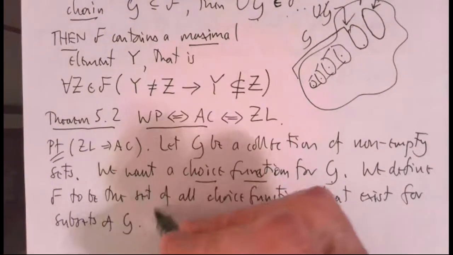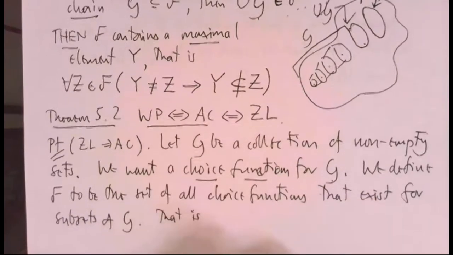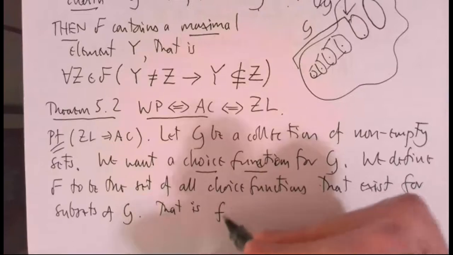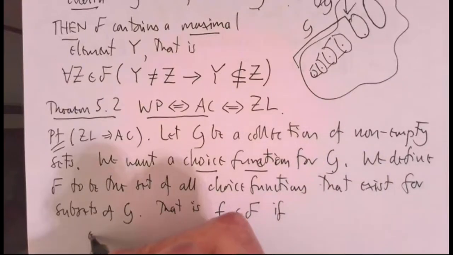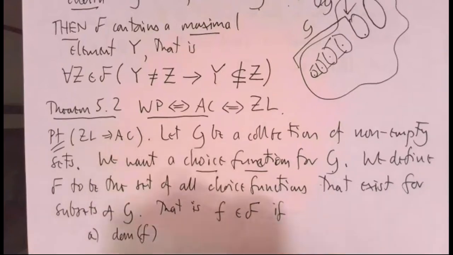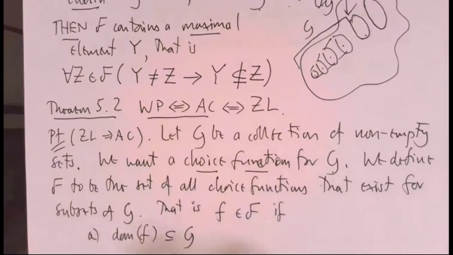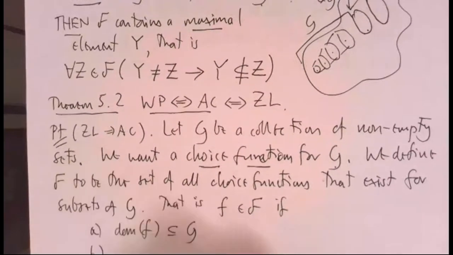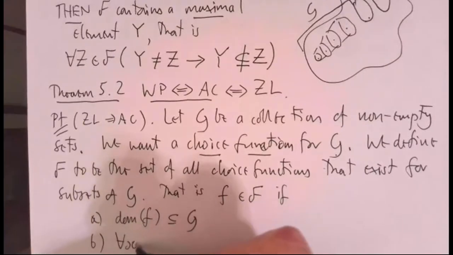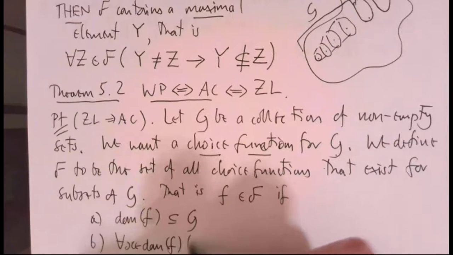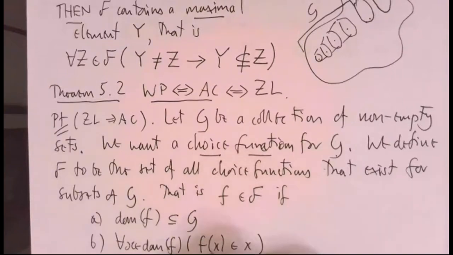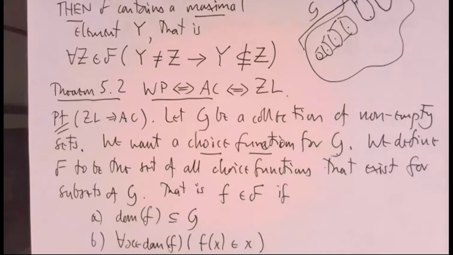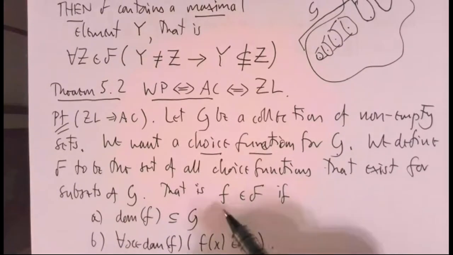So again, what is F? Little f is in this family of sets, big F, if there are two conditions. The domain of f is contained in G. And the second thing is, for all little x in the domain of f, we have that f of x is in x. So it's being a choice function. The only reason an f here is not a choice function for all of G is that its domain may be too small.